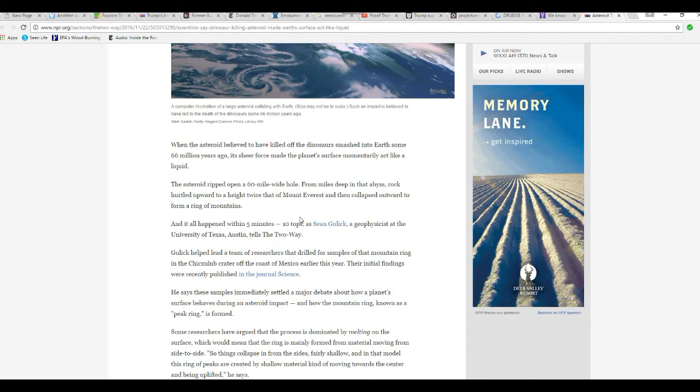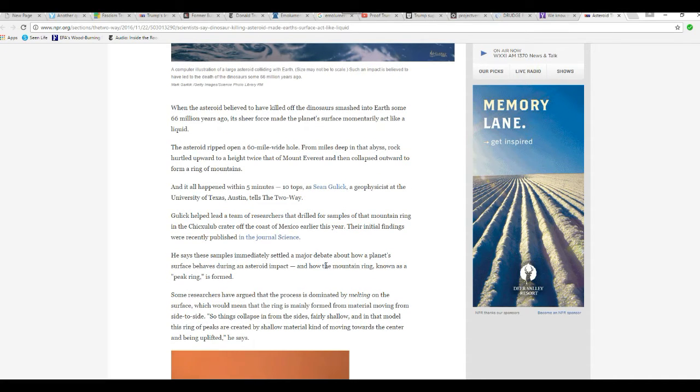It all happened within 5 minutes, 10 tops, as Sean Gulick, a geophysicist at the University of Texas, Austin, told the two-way. Gulick helped lead a team of researchers that drilled for samples of that mountain ring in the Chicxulub crater off close to Mexico earlier this year. The initial findings were recently published in the journal Science.